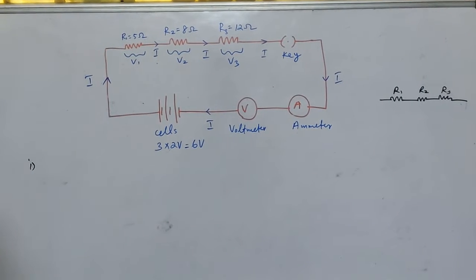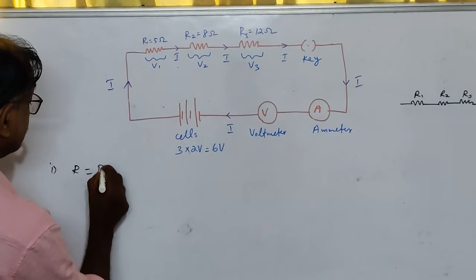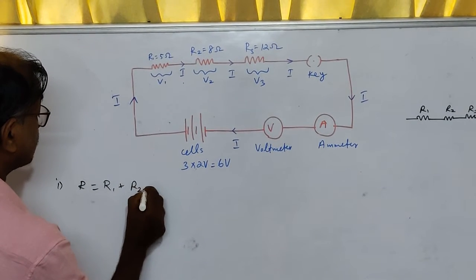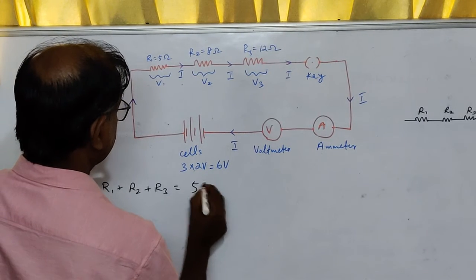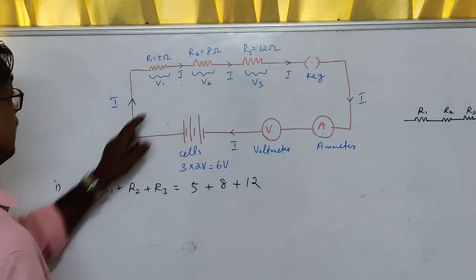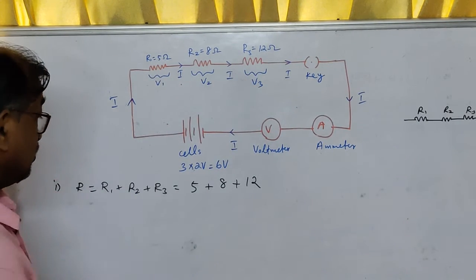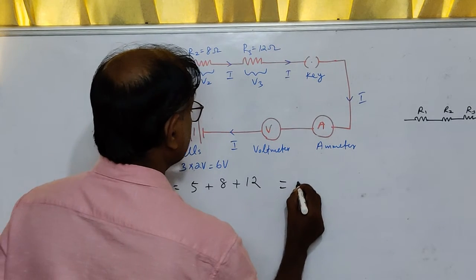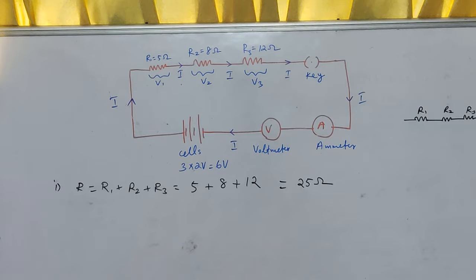First question is, what is the effective resistance of the circuit? So R is equal to R1 plus R2 plus R3. So this will be equal to 5 plus 8 plus 12, because R1 is equal to 5 ohm, R2 is equal to 8 ohm and R3 is equal to 12 ohm. So this is equal to 25 ohms. So that is the answer for the first question.